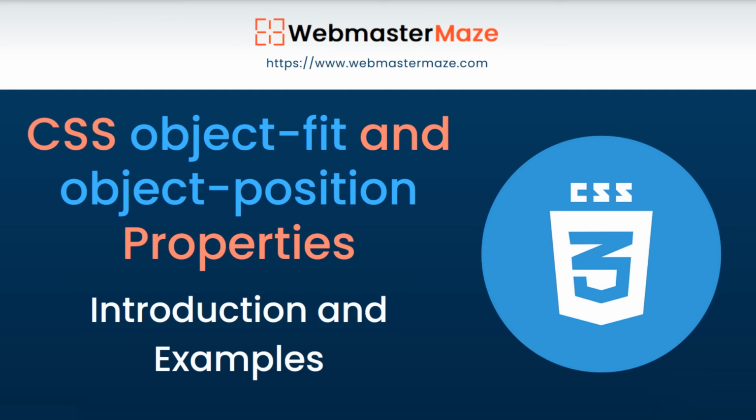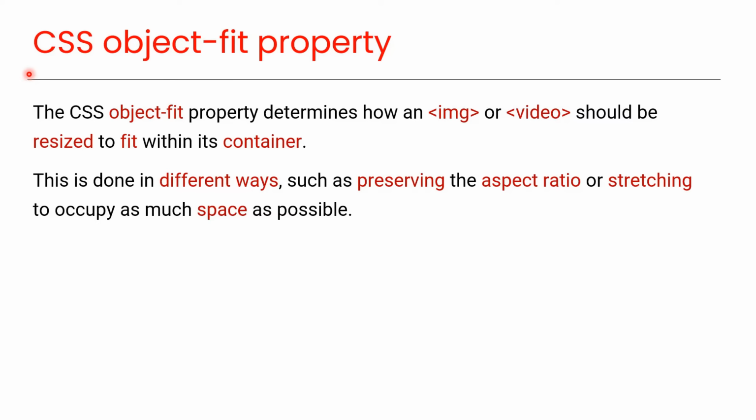Hi everyone, in this video you'll learn what the CSS object-fit and object-position properties are and how they are used. CSS object-fit property. The CSS object-fit property determines how an image or video should be resized to fit within its container. This is done in different ways, such as preserving the aspect ratio or stretching to occupy as much space as possible. Now we'll look at an example.